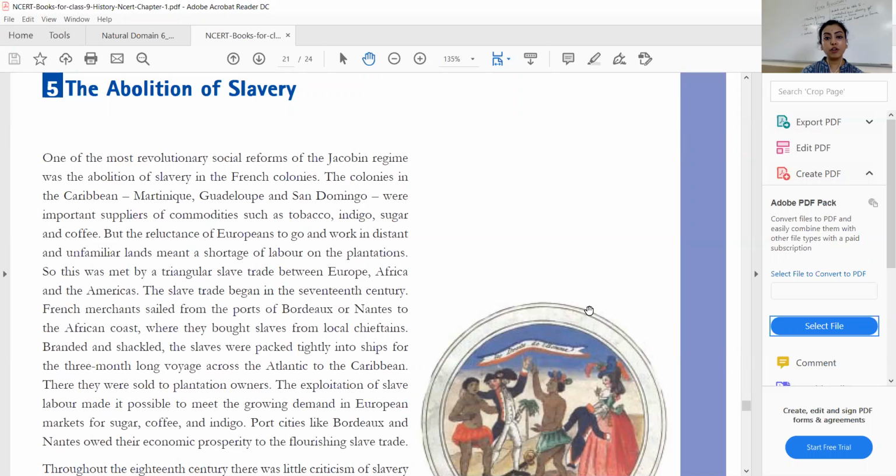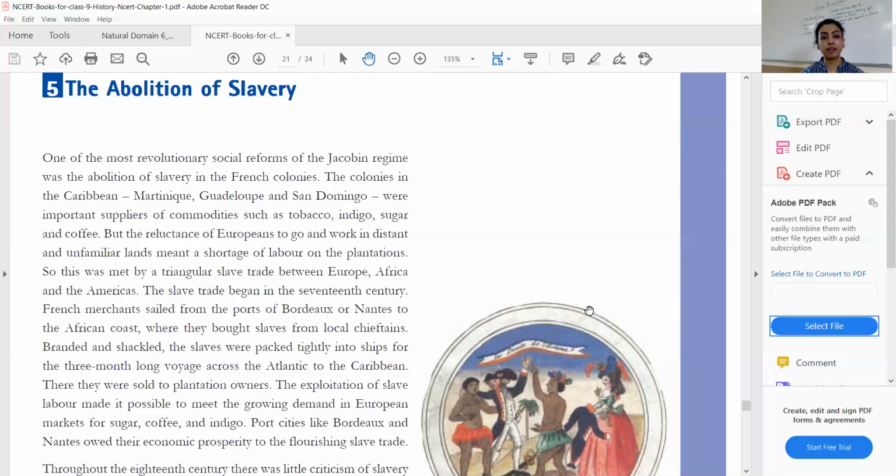But European people were not willing to go and work there because of the distant location, and also people were unfamiliar with the lands. So as the Europeans were not willing to work there, there was a dearth of labor to work in those plantations. That led to the triangular slave trade, the trade of slaves between Europe, Africa, and America, because there was a lack of laborers in those plantations.